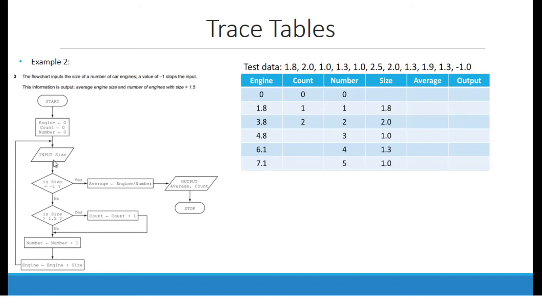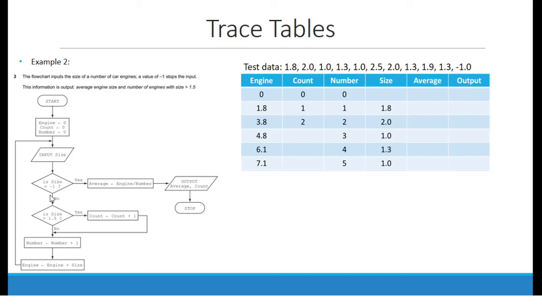Again, we have 1.0. Is size equal to minus 1? No. Is size greater than 1.5? No. Count stays the same, number becomes 5, and engine becomes 6.1 plus 1.0, which is 7.1. Now, we can see a pattern where number increments by 1 every time the cycle is repeated.